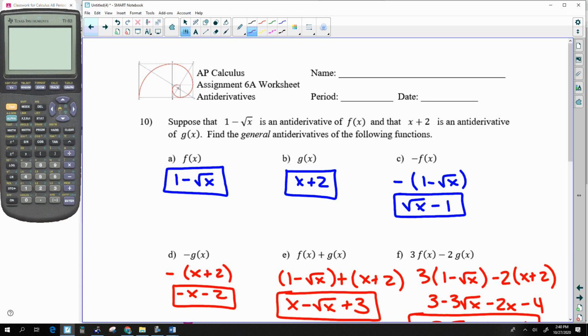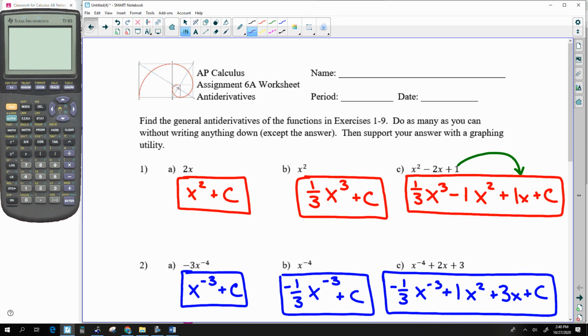And that's it. It's your introductory episode of antiderivatives. Again, the general idea is take the exponent, add 1, and then divide down.